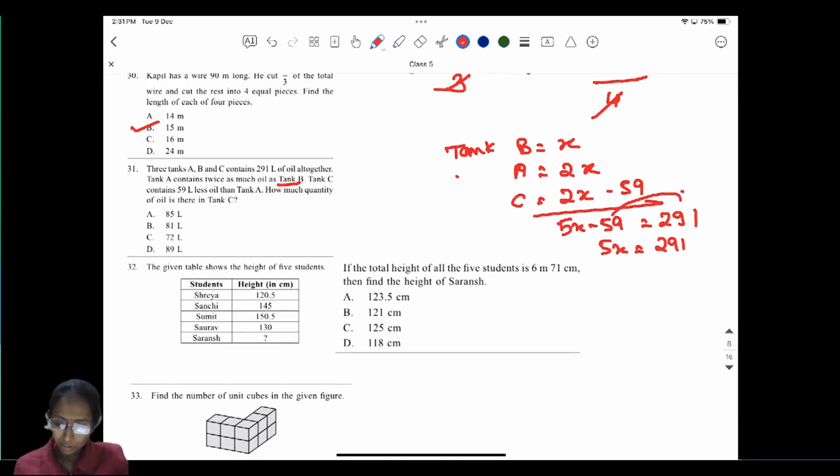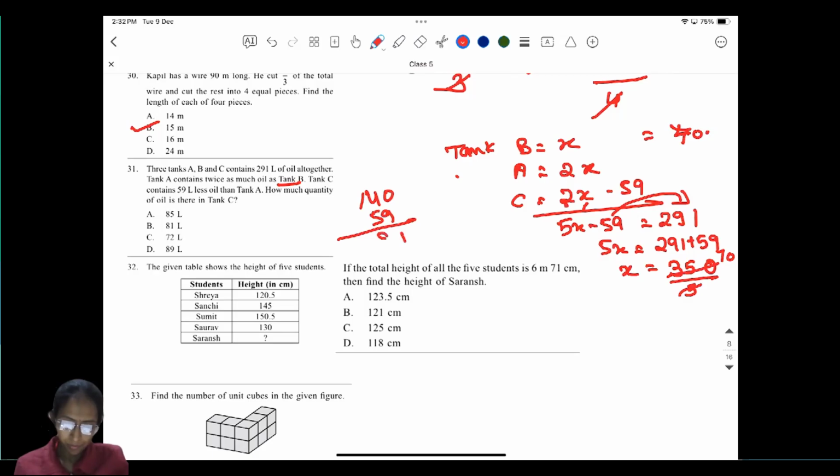So 5x is equal to 291, and when you take this 59 to the right hand side, it will add over here. That means we are having in total 350 liters equal to 5x. So x is equal to 350 by 5, that is 70 liters. So tank B contains 70 liters of oil. So tank C will contain twice of 70, that is 140 minus 59, that is equal to 81 liters.